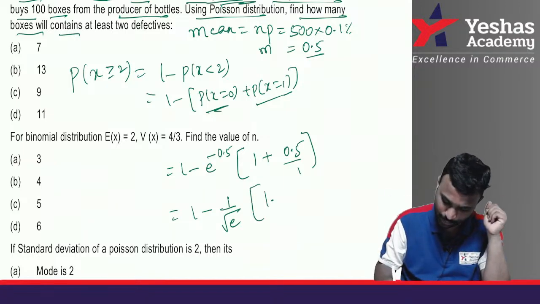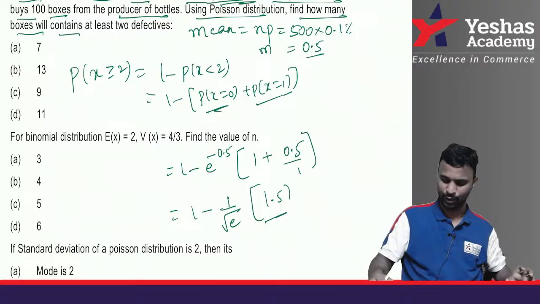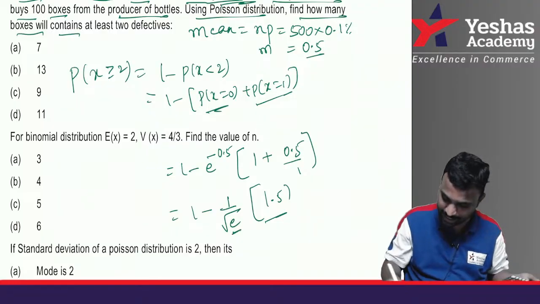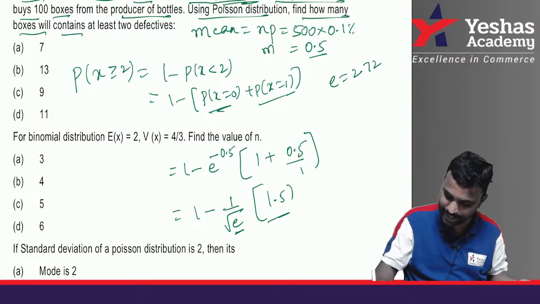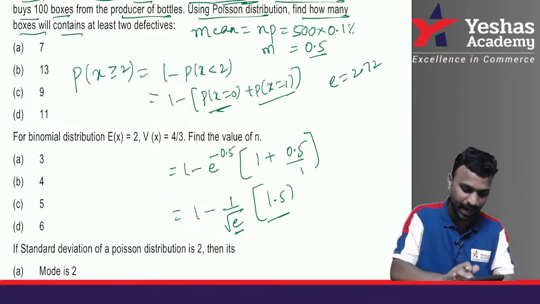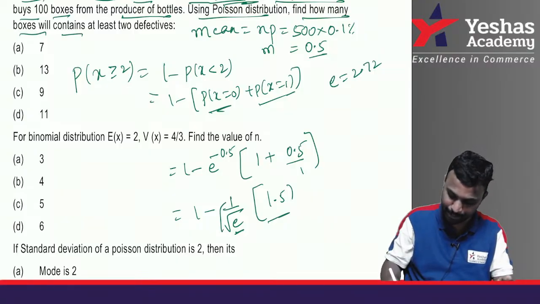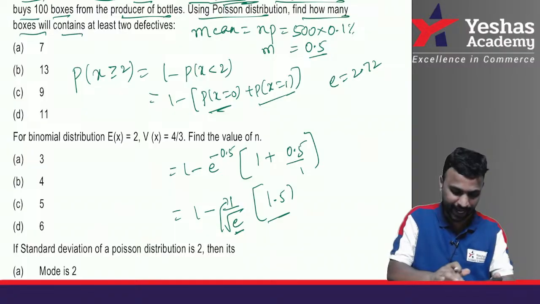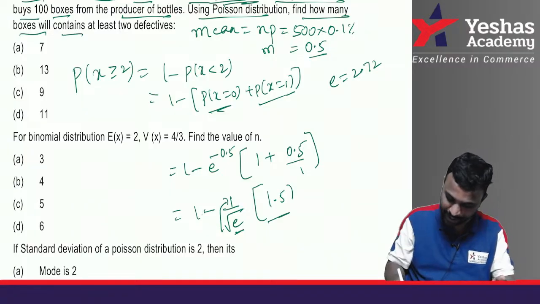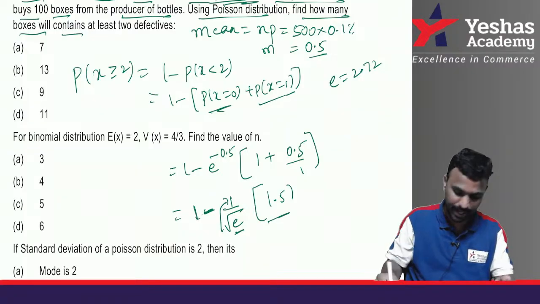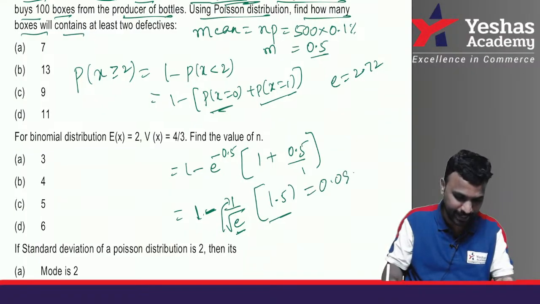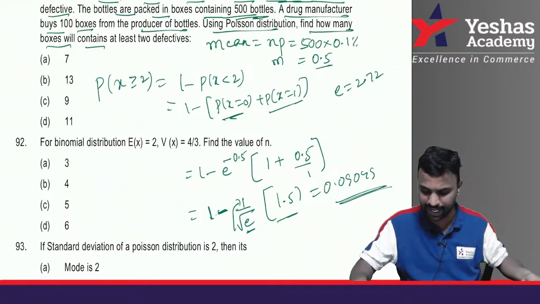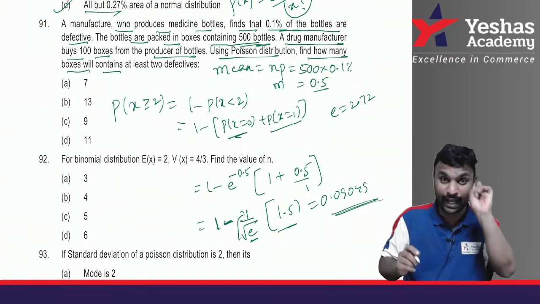0.5 means 1 by 2, right? So into 1.5. All that you have to do is find out, see, what is the e value? 2.72. Type 2.72, take the root of it, take its reciprocal, multiply by 1.5. Now make it negative by pressing plus or minus, add 1 to it. What is the result? 0.09049. This is the probability of finding at least two defective in one box.